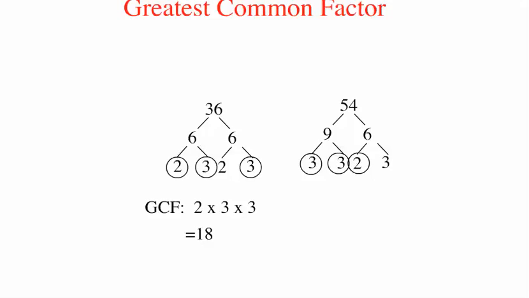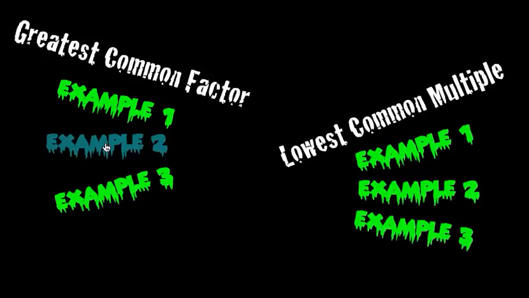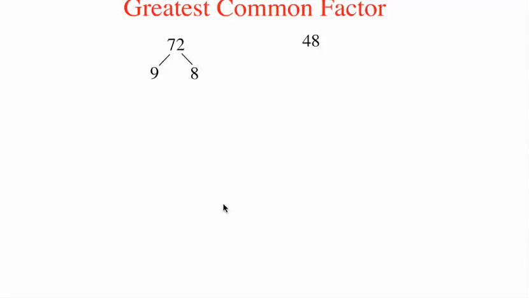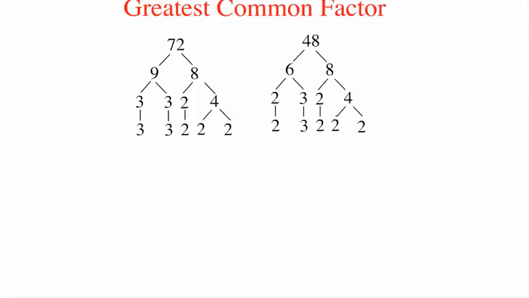Let's go on to the next example. Example 2. The greatest common factor of 72 and 48. 72 is 9 times 8, 9 is 3 times 3, 8 is 2 times 4, 4 is 2 times 2, and bring down all the numbers. So we've got all our primes here. 72 is the same as 3 times 3 times 2 times 2 times 2. 48 is 6 times 8, 6 is 2 times 3, 8 is 2 times 4, and 4 is 2 times 2. Bring everything else down.